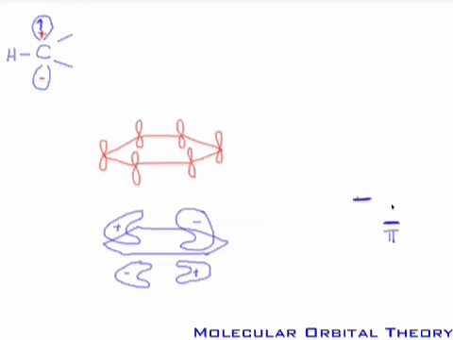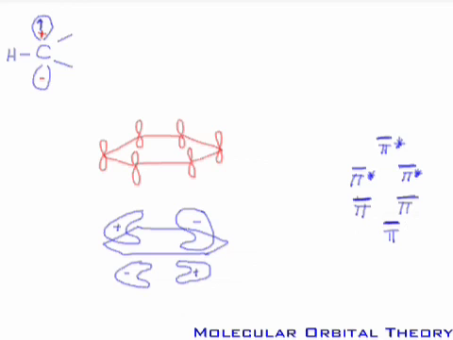So as you do this more and more, you get more and more out-of-phase combinations. You go higher and higher in energy, until finally you've completed your pi system, having produced all possible out-of-phase combinations, 6 p orbitals generating 6 pi molecular orbitals, 3 of which are pi, that is bonding, and 3 of which are higher energy pi star. Now, we've got 3 pi's, 3 pi stars.